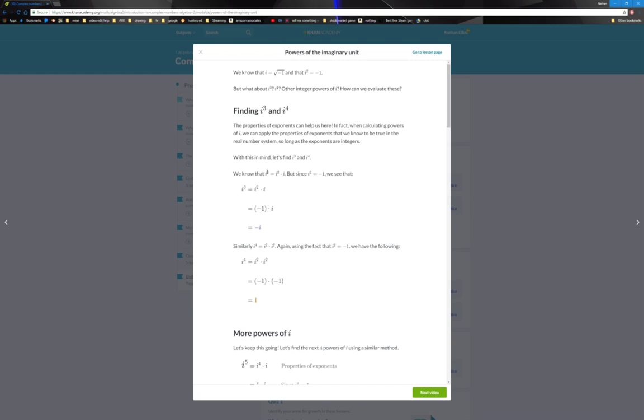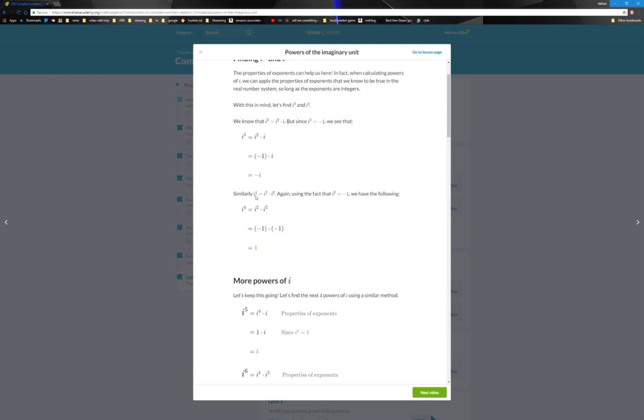So we know that i to the third equals i squared times i, but i squared equals negative 1. So we can replace i squared with negative 1 times i, so it'd be negative i. Similarly, i to the fourth equals i squared times i squared. So if we use i squared equals negative 1, we have 1.